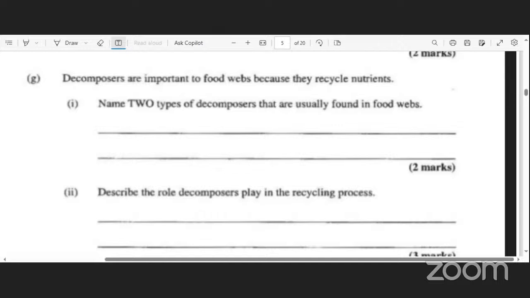Is that clear to everyone? To stay on the safe side, always refer to bacteria and fungi for the different types of decomposers.